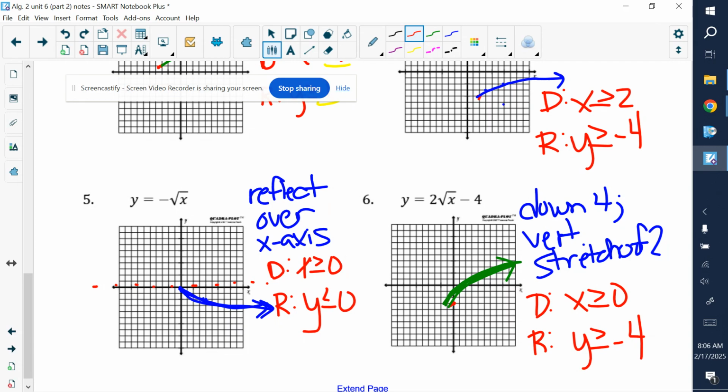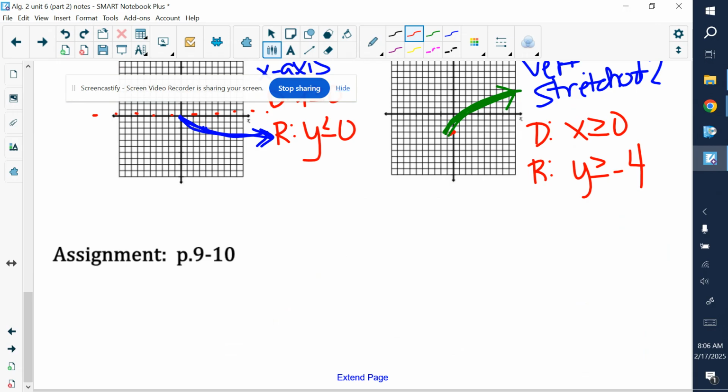Okay, your task assignment is to complete pages 9 and 10. And then check those from Canvas. And then you've got pages 11 and 12, which review this entire little mini packet.